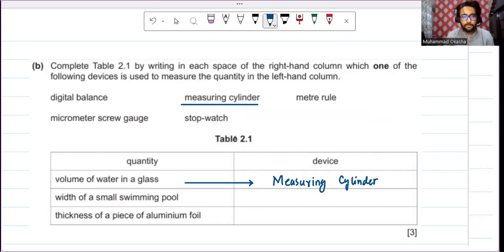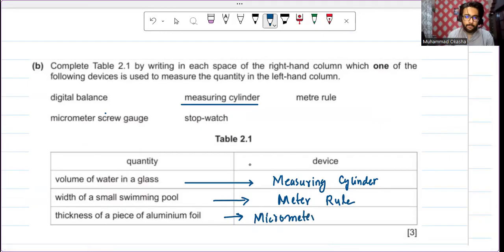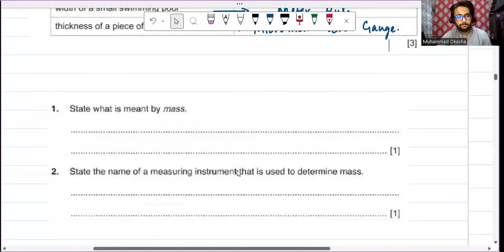Cylinder. Width of a small swimming pool, and because it's a small swimming pool, I cannot use micrometer screw gauge because the range is very, very small. I would use meter rule. This one, I would use meter rule. Thickness of a small aluminum foil, again, we use micrometer screw gauge to measure really, really small thicknesses or lengths.